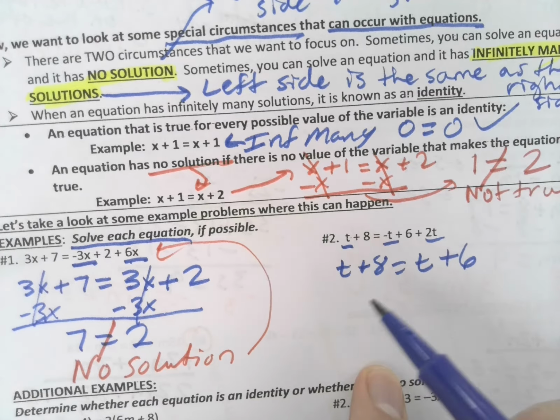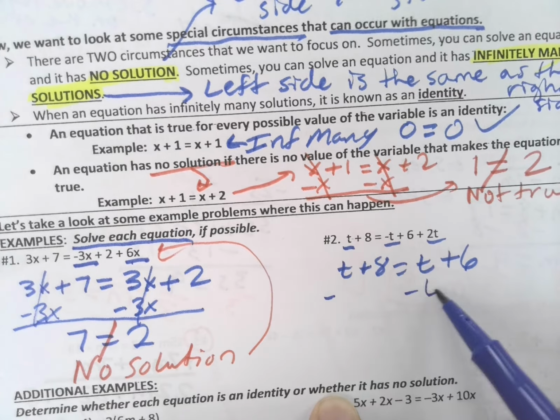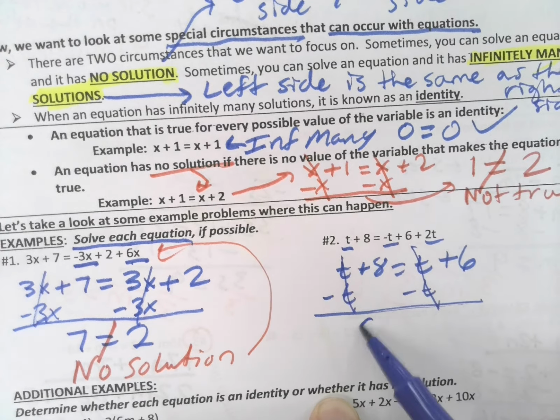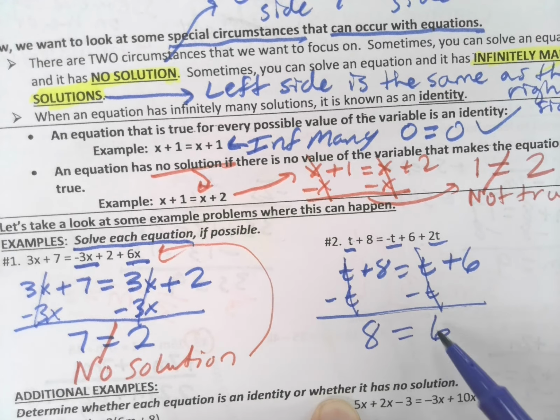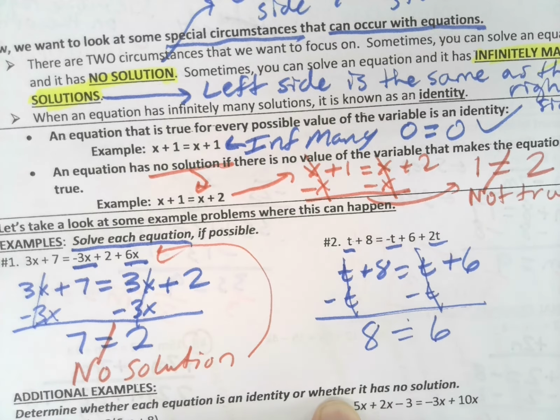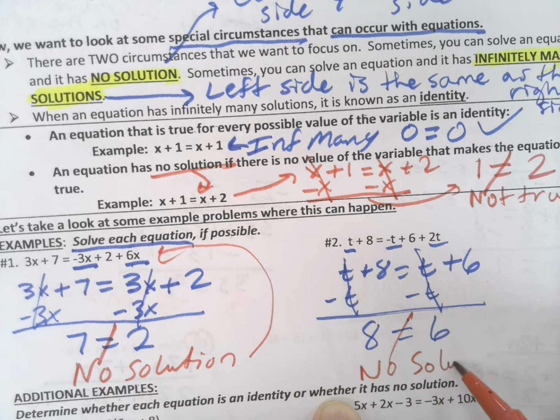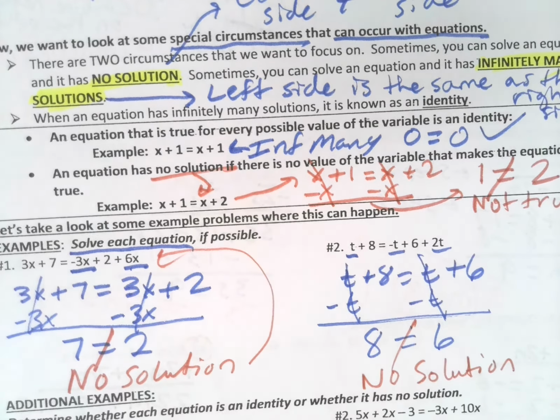But if you want to, you can keep working. You can subtract t, cancels, 8 equals 6. That's not true. That's not true at all. That is a no solution.